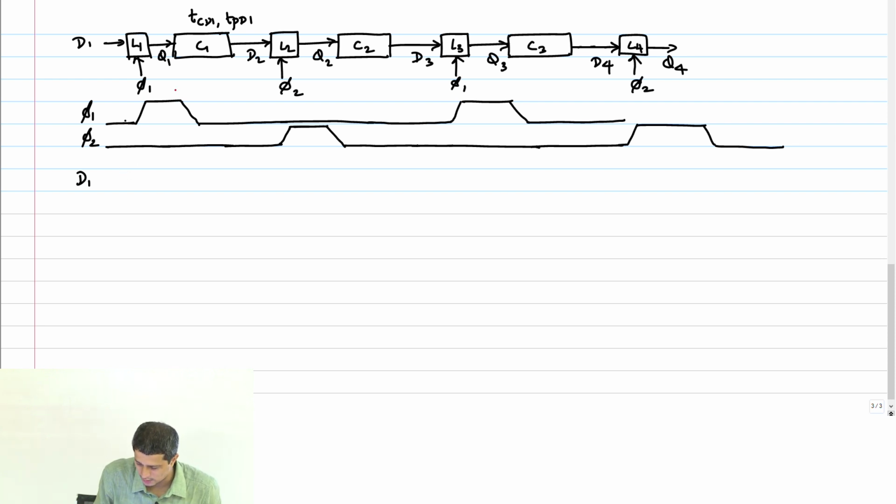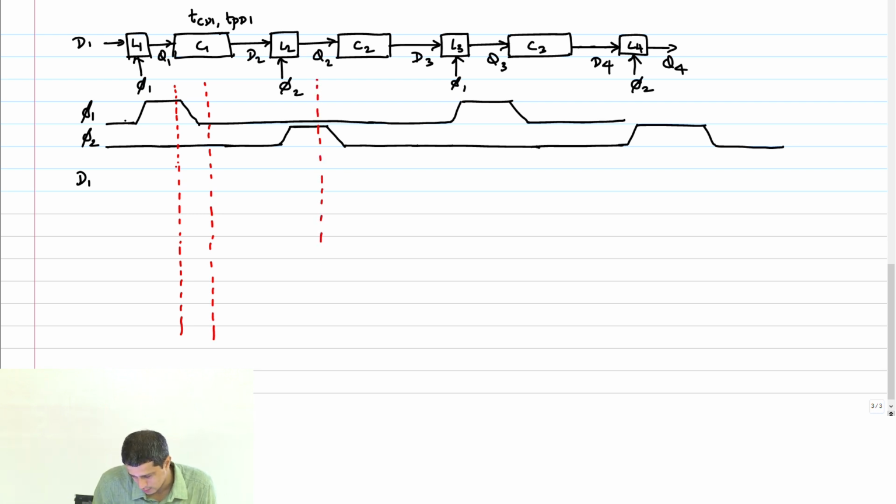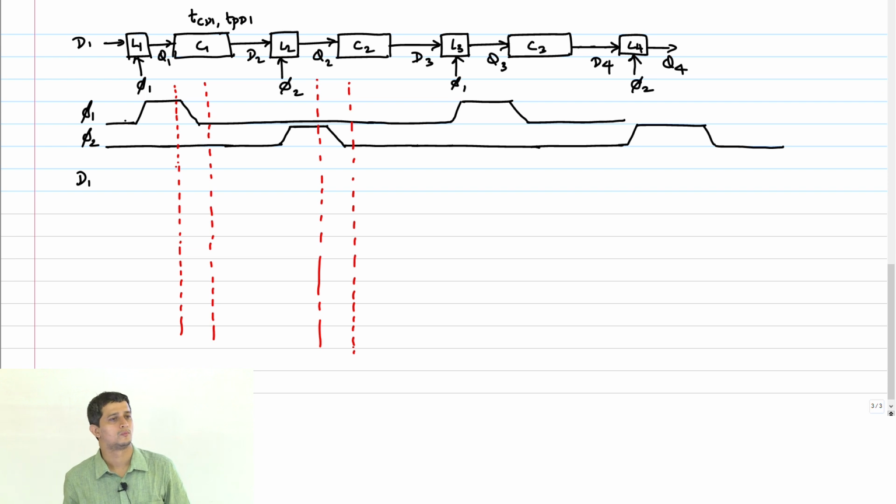Let's also, before that, draw our violation window. This is my violation window for phi 1. For L2 again, this is my violation window. So what happens is D1 is now changing somewhere inside here.